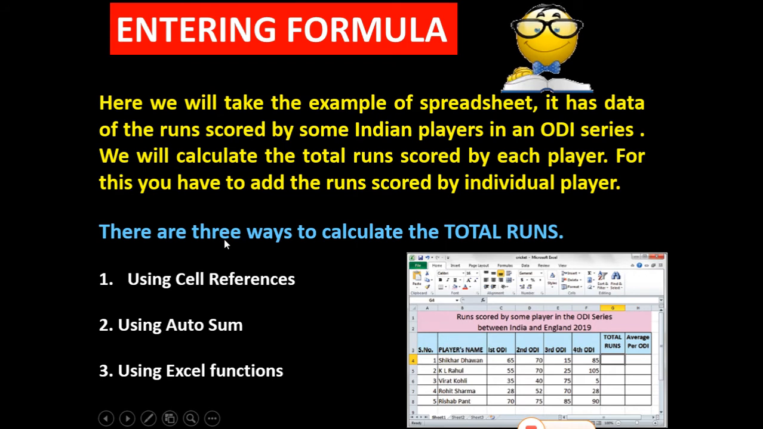There are three ways to calculate the total runs. First one is cell referencing, second is using AutoSum, third one is using cell functions. Now first one is by using cell reference. These are the cell references like C4, D4, E4 and F4. These are the cell references. Now first method is by using cell references.